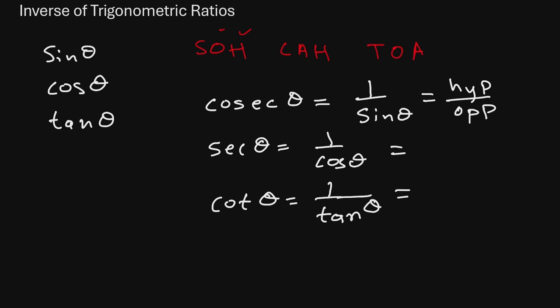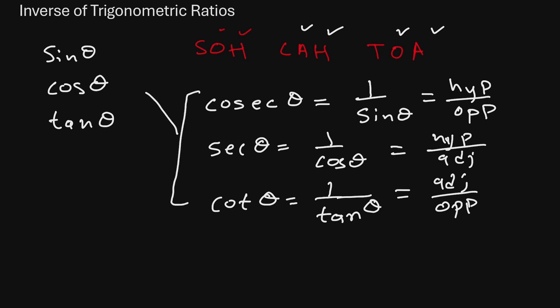And sec is the inverse of cos. So we're going to start with what? With the hypotenuse, divided by adjacent. So sec is hypotenuse divided by adjacent. And then lastly, cot is the inverse of tangent. So we're going to start with adjacent and end with opposite. So this will be adjacent over opposite. So this is how you are going to find the inverse ratios of the following ratios.